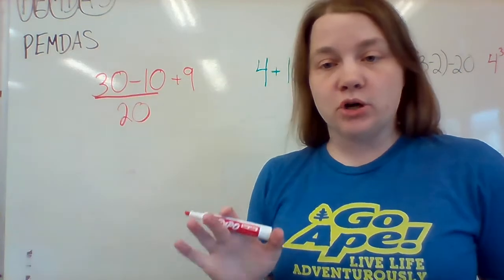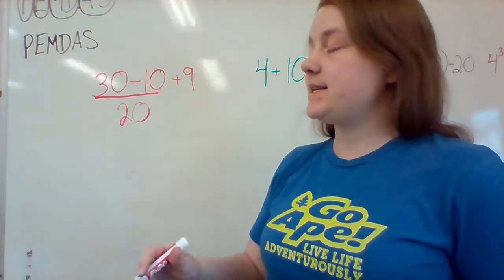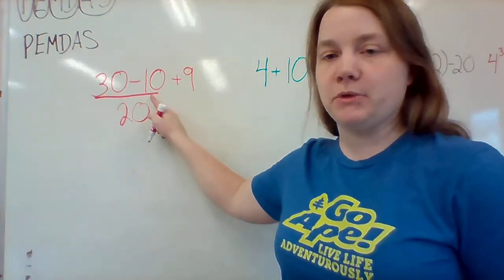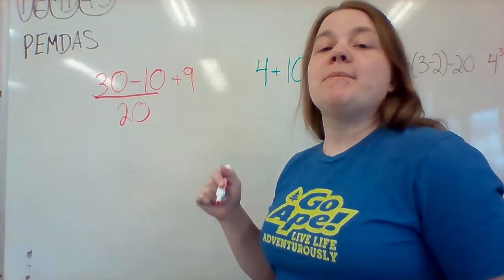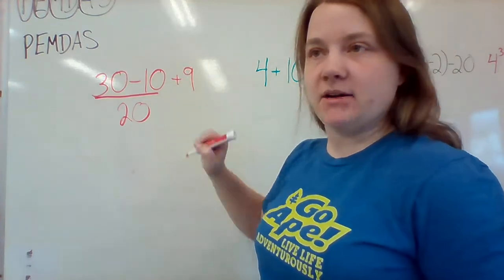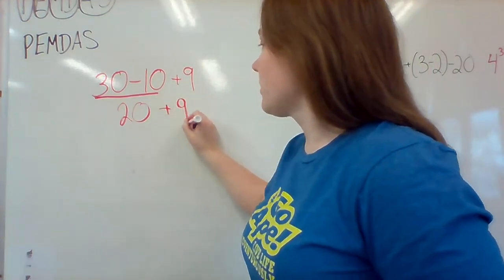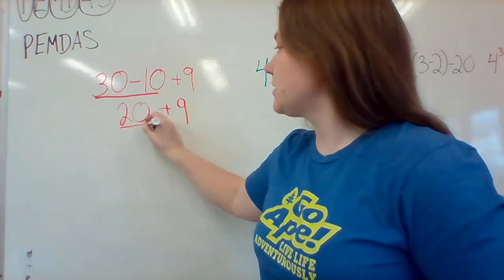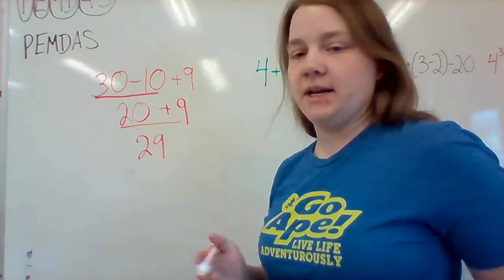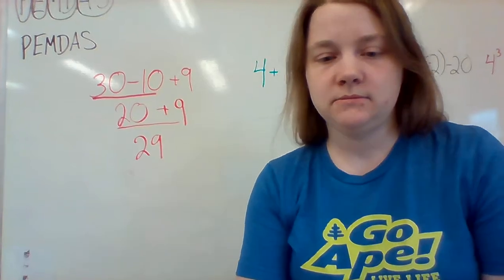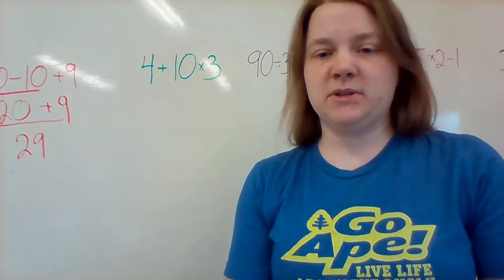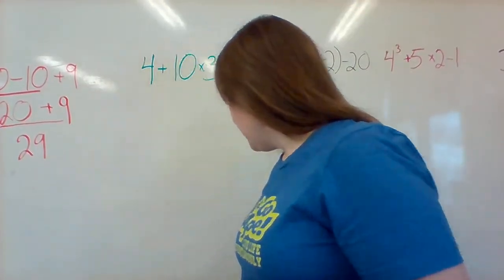And then whatever I don't touch gets carried down. So what I did is I underlined the part that I was working on. Whatever I'm not working on, I'm going to copy down exactly. Now I have 20 plus 9. 20 plus 9 is 29. That's my answer. Let's go over here. We're just going to keep moving down the line today.